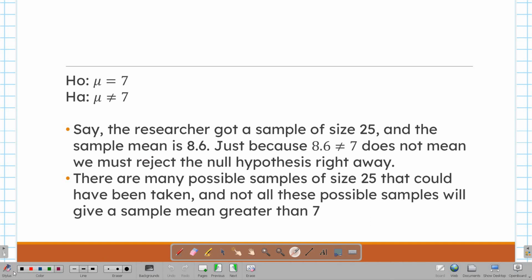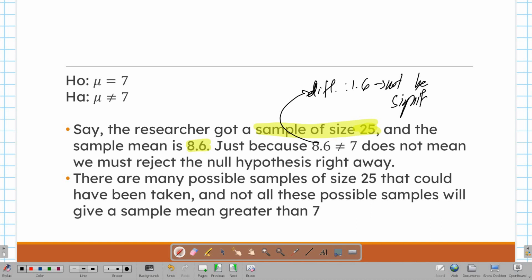Say we get a sample size of 25 and a sample mean of 8.6. Just because 8.6 is not equal to 7 does not mean we reject already, because the difference of 1.6 might not be significant. It might not be that important depending on the situation, the context, and the probability.